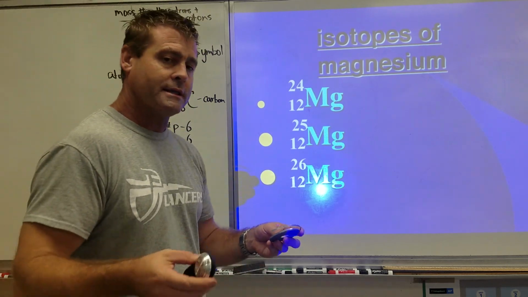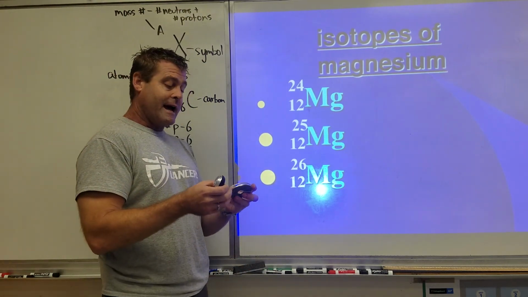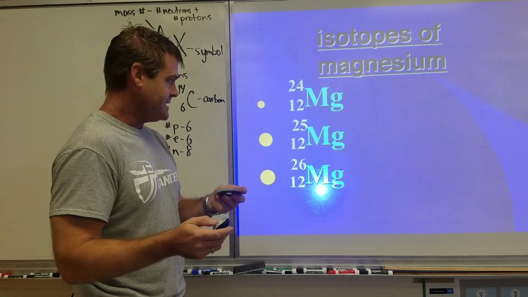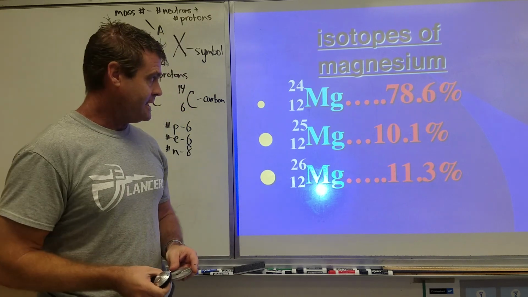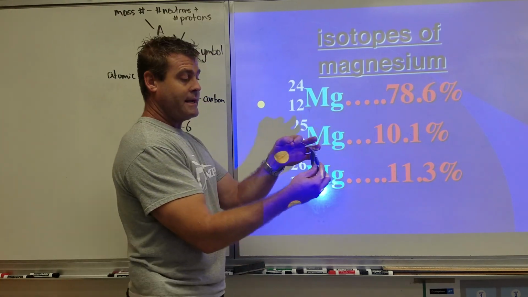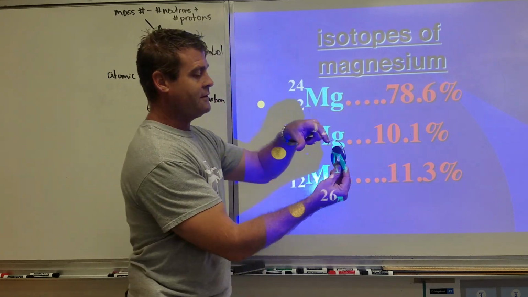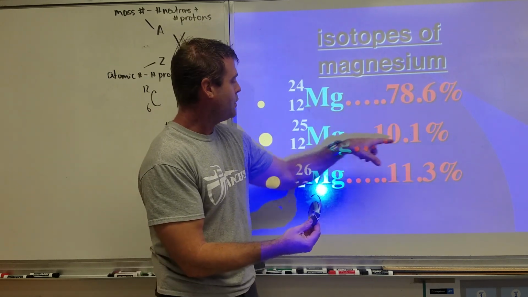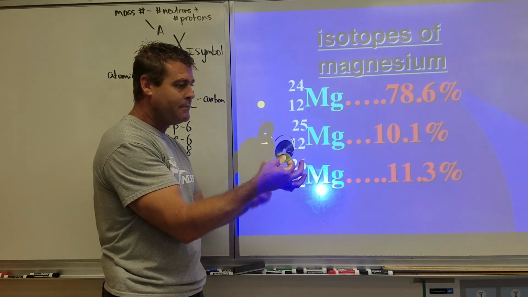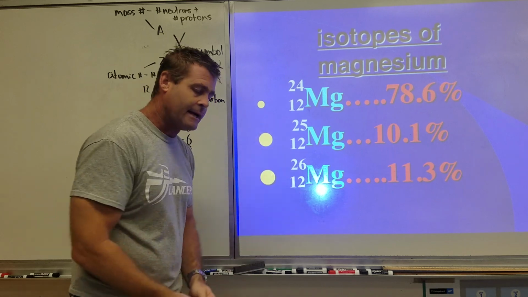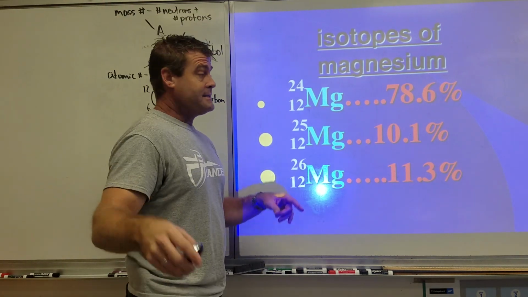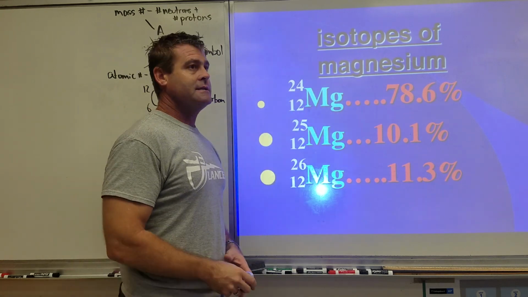And so we can break this down, and we can find out what the percent abundance is of each of these isotopes. And that was found to be this. And you guys can see, in a sample of magnesium, you can expect 78.6% of all the magnesium atoms to be magnesium 24, 10.1% are magnesium 25, 11.3% are magnesium 26. So it's all magnesium, it just contains different isotopes. So of all the magnesium atoms there, the vast majority of them is magnesium 24.